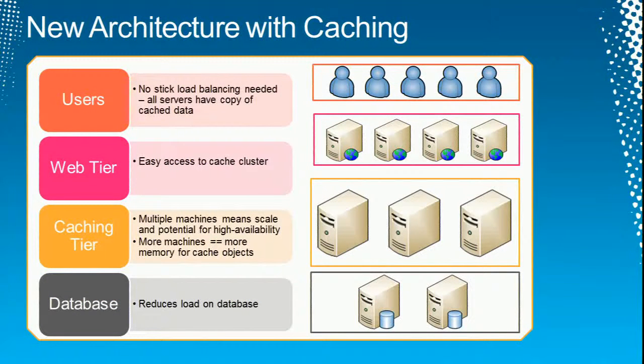So the idea is, in between our database tier and our web tier, we're going to insert this caching tier. The caching tier is going to be made up of 1 to n machines, again, depending on our needs.